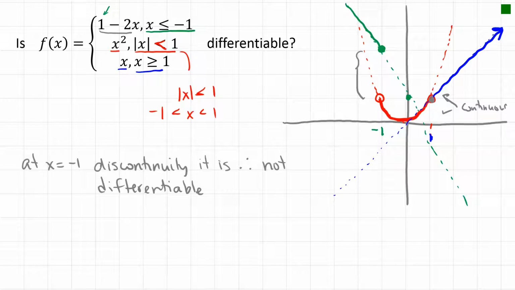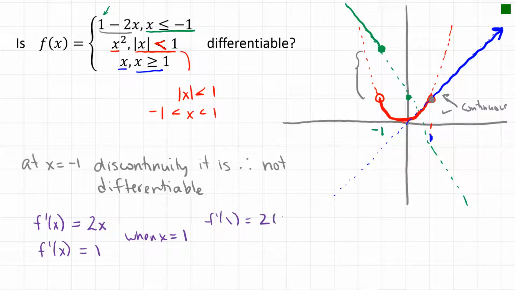Well, in order to figure out if there's a sharp corner, we're going to take the derivative of this red parabola. So the derivative of the parabola piece is 2x, and the derivative of the blue line is 1. And are these the same when x equals 1? When x equals 1, the first derivative is equal to 2 times 1, which is 2, and the other derivative is equal to still 1.